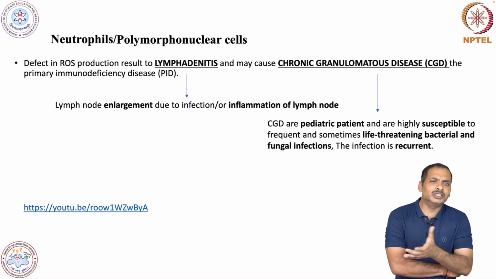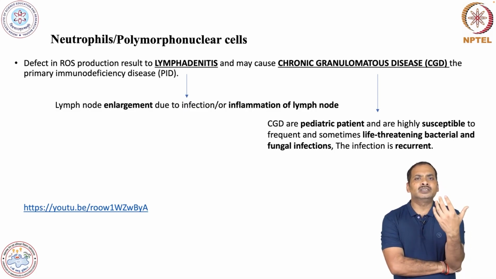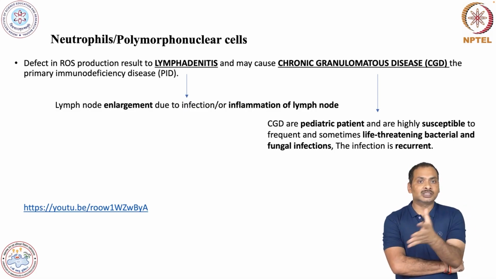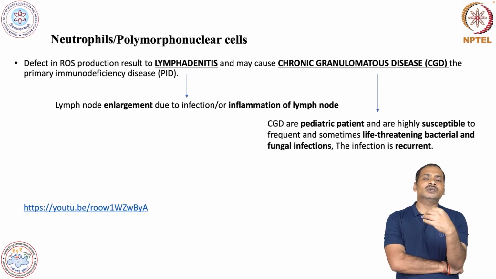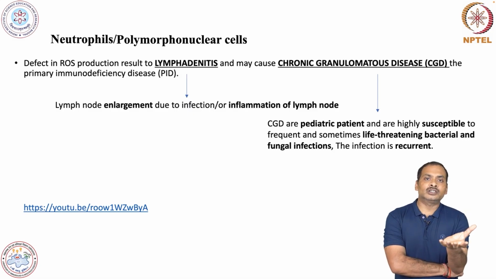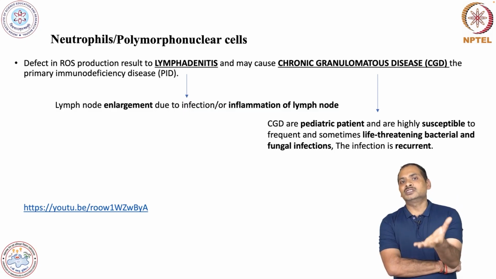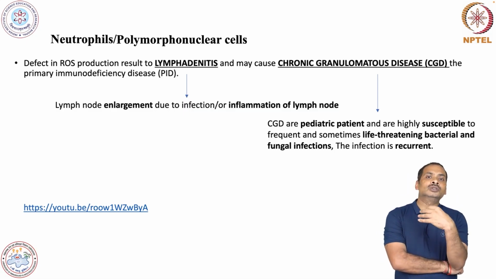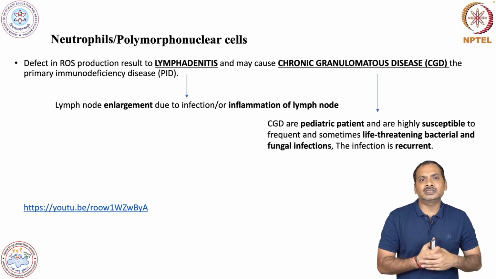And why is it common in pediatric patients? Because due to some congenital defect, these proteins are not expressed properly. The subunits of NADPH oxidase are not expressed properly. That's why they are not in the correct conformation and they cannot make reactive oxygen species, and that results in the accumulation of pathogen. So all these things cause a very severe disease, and this is a primary immunodeficiency disease.